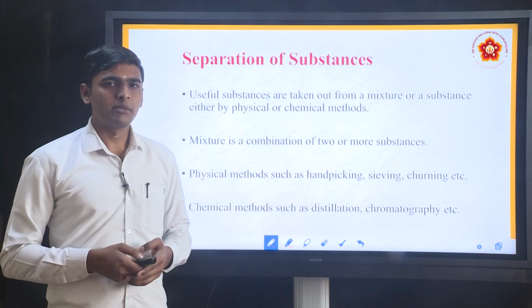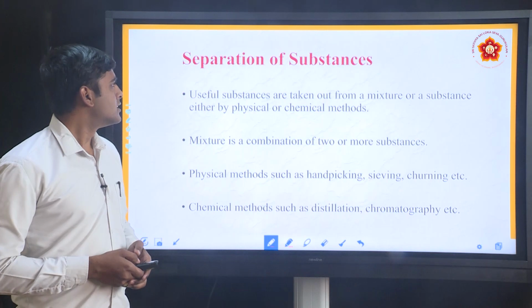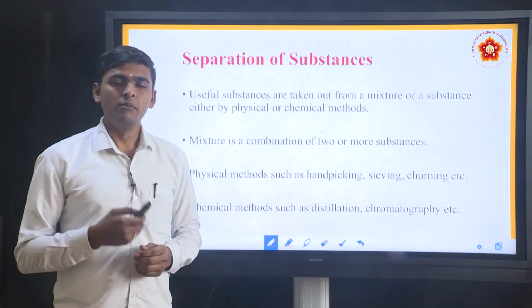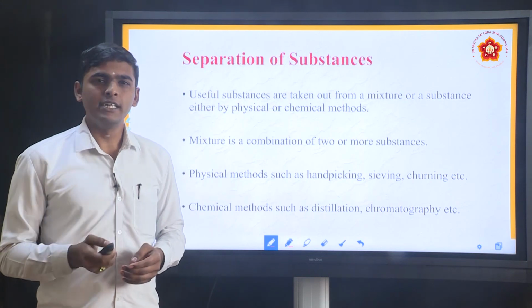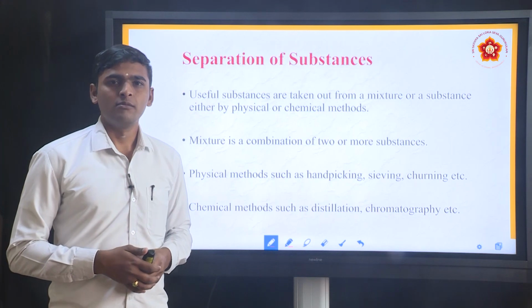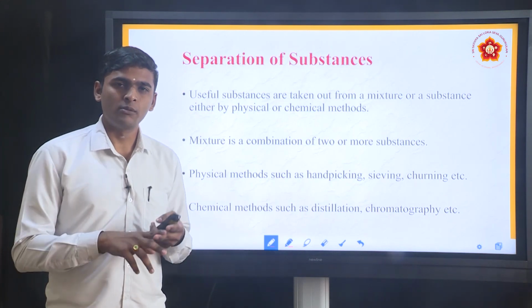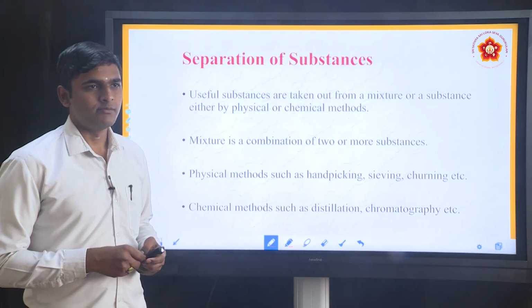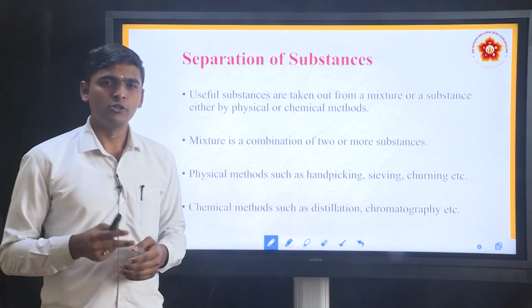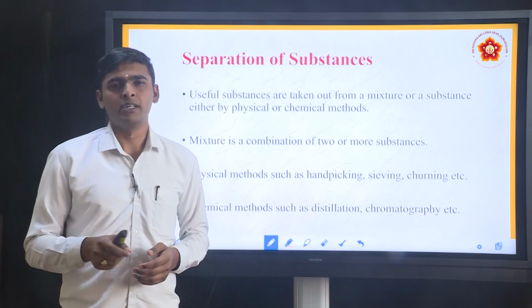Now we shall know what is separation of substances. In separation of substances, components are taken from a mixture either by physical or chemical methods. So, what is a mixture we should know first. A mixture is a combination of 2 or more substances, and this separation of substances can be done by 2 methods, that is physical method and chemical method.